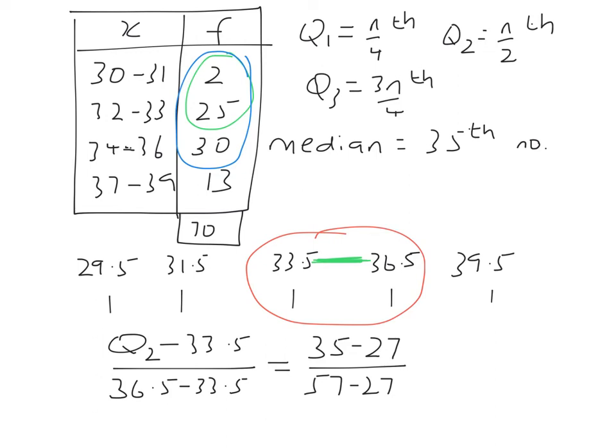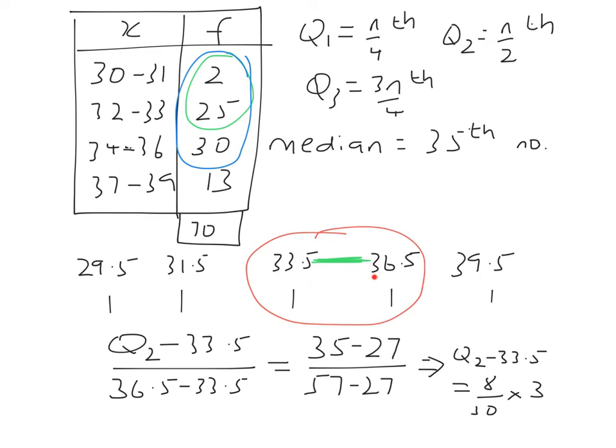So this equation simplifies to Q2 minus 33.5 equals, well, 35 minus 27 is 8, 57 minus 27 is 30, so it's 8/30ths of 3. So 8/30ths is the fraction of the way through this group that the median exists. 3 is the class width, it's the class width from 33.5 to 36.5. So it's 8/30ths of the way through that group.